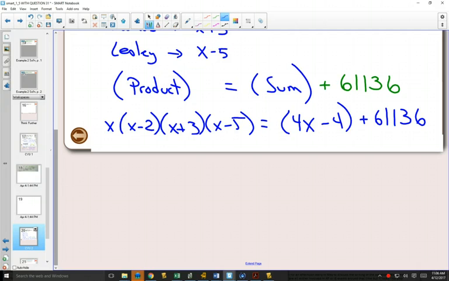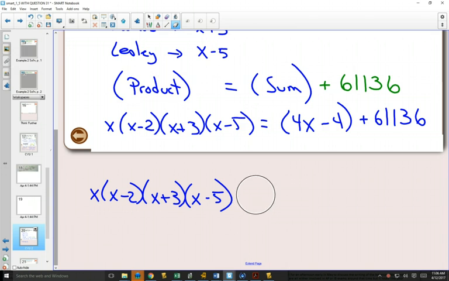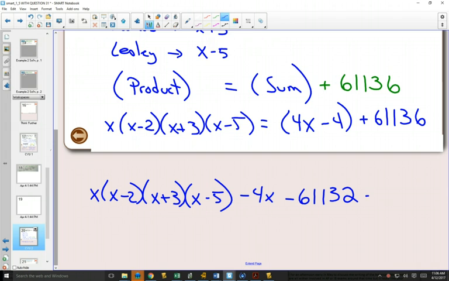So in this one, what I'm going to do is I'm not going to multiply this out, but I'm going to move everything over. So if I move the 4x over, it'd be minus 4x. This would be 61,132. If I move that over, it'll be minus 61,132. And I'm going to make one side equal to 0.